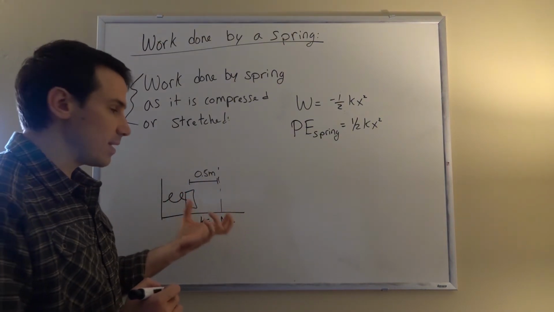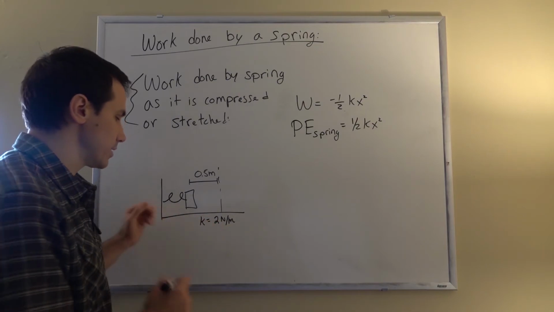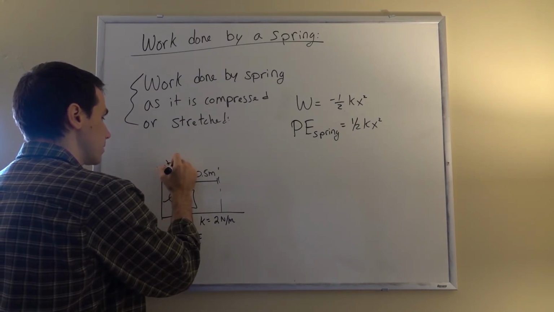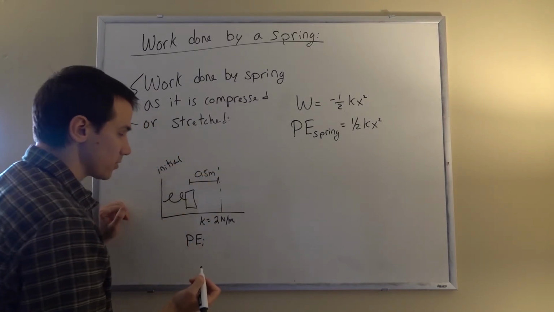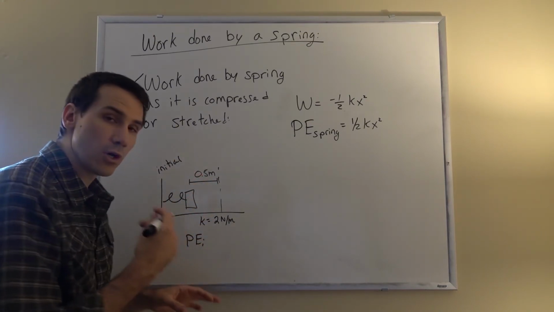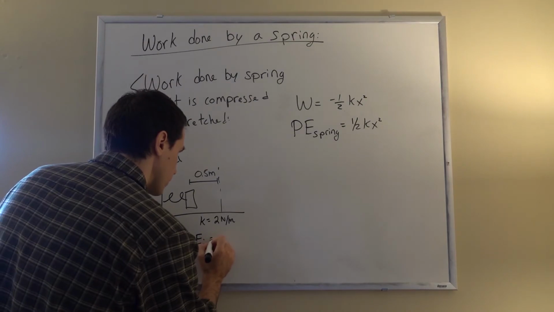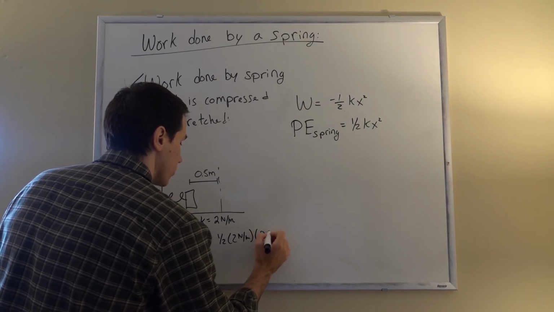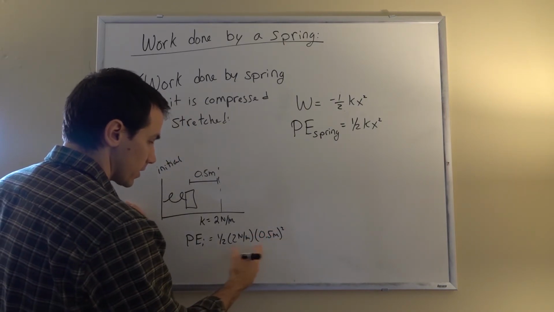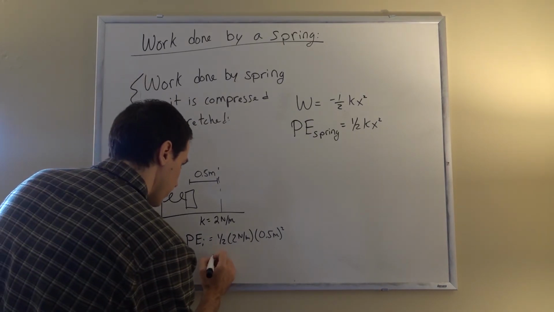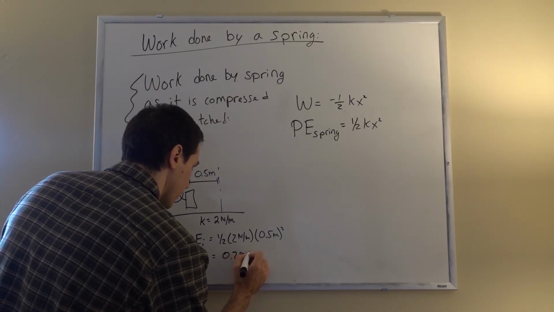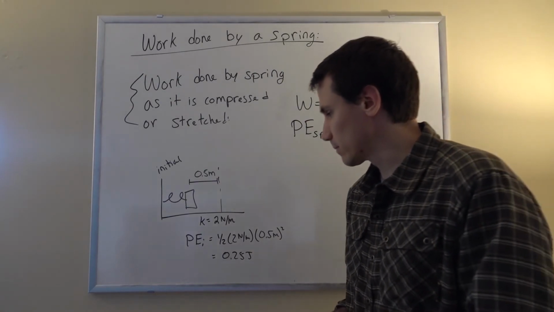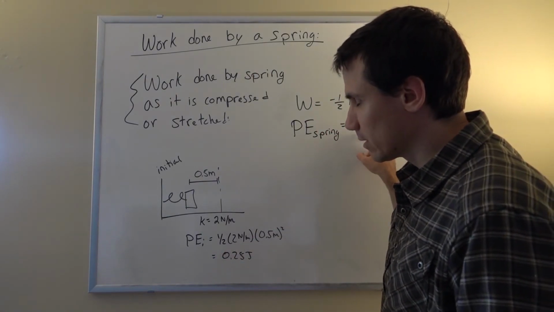We can calculate the potential energy stored in this compressed spring, and I'll call this my initial state. So the initial potential energy of this system is only the energy stored in the spring. Looks like 1/2 times 2 newtons per meter multiplied by 0.5 meters squared. That looks like 1, that looks like 0.25, so that is 0.25 joules of potential energy stored in the spring here, right? I just use this formula.